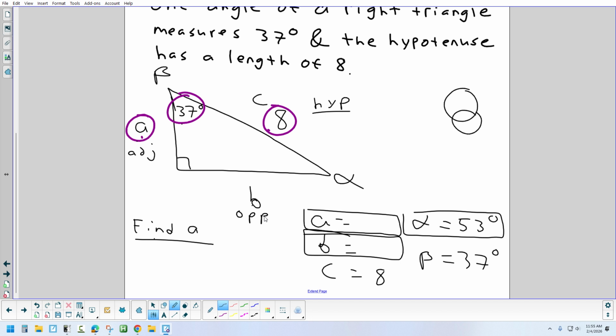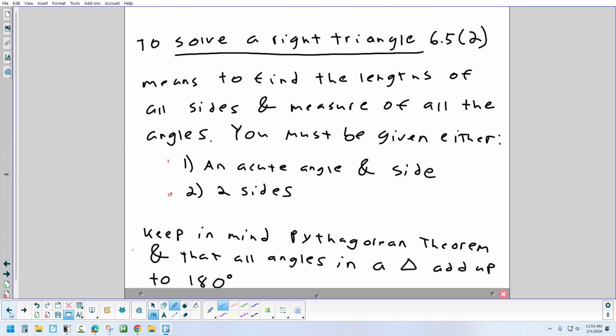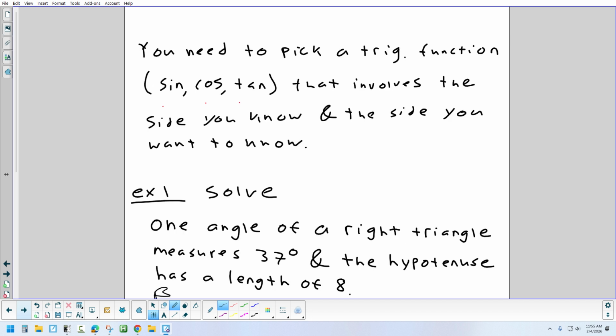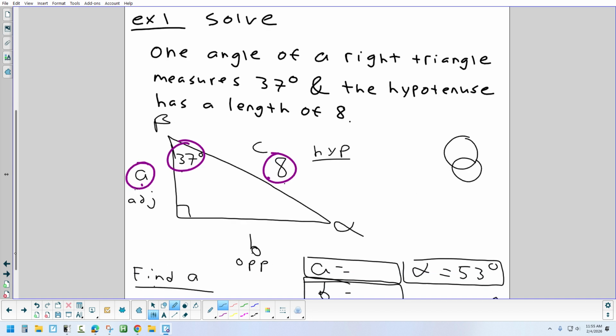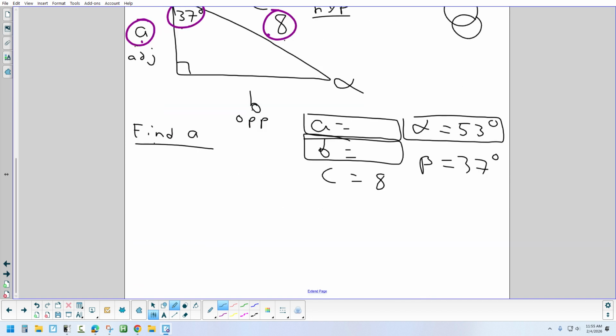All right, we're trying to find the adjacent, and we know the hypotenuse. What trig function has adjacent and hypotenuse? It has to be one of those three that I wrote right there. So which one has adjacent and hypotenuse? Cosine. So let's make our trig function. Cosine. Leave room for the angle you need to fill in. That's called the argument.